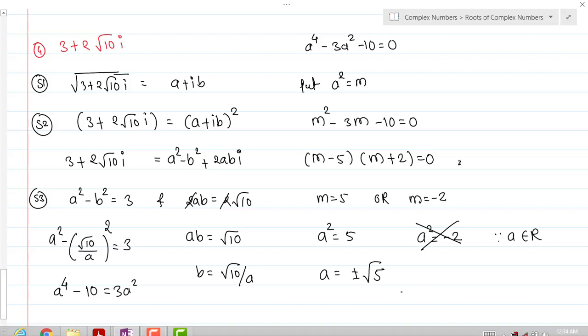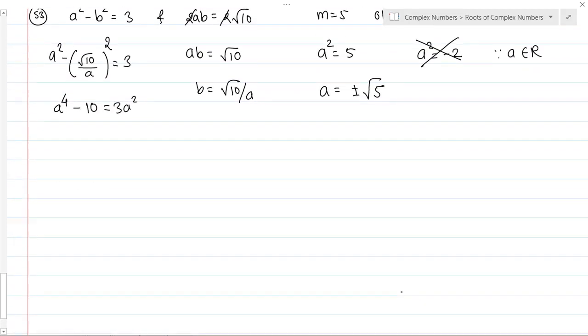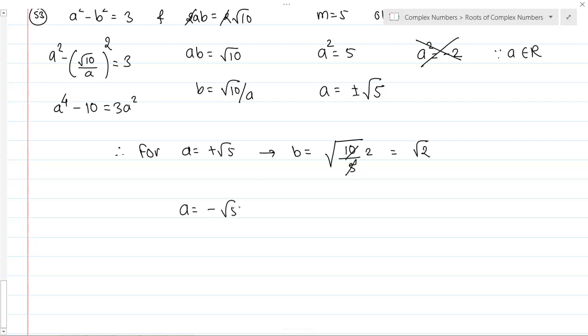So for the different values of a, I will have different values of b. Therefore for a equals positive root 5, b becomes what? It is root 10 by root 5, which becomes root 2. And for a equals minus root 5, b becomes, see here, I hope you know this, because the denominator and the square roots we can easily combine. That's why I have written here combined roots. So don't worry how you have written, sir, don't worry.